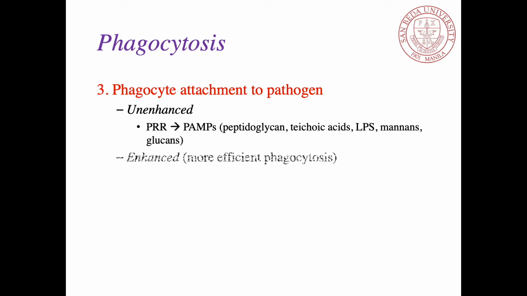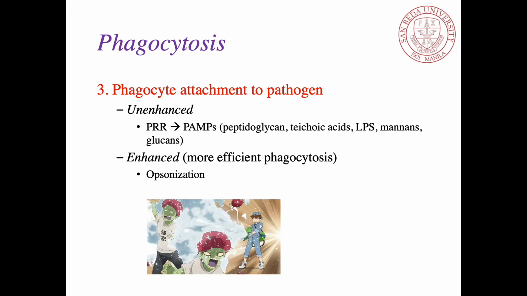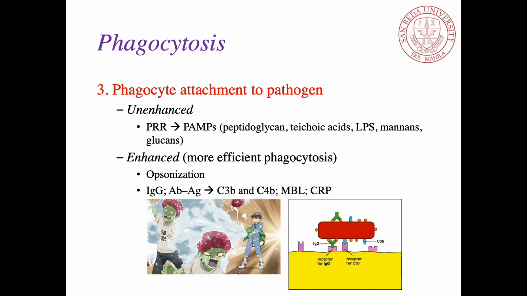The phagocyte to pathogen attachment can also be enhanced, which makes the phagocytic process more efficient. This enhancement occurs when antibodies are available to coat the surface of bacteria and facilitate their ingestion. This process is called opsonization. Opsonization can occur via antibodies alone, acting as opsonins. IgG is an example of such antibodies.